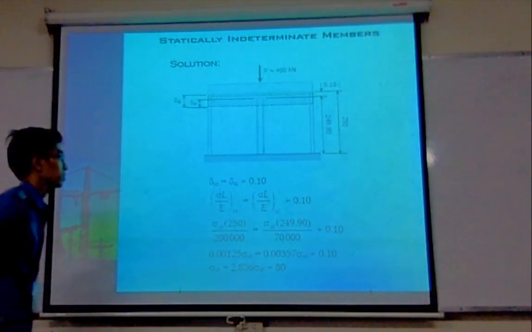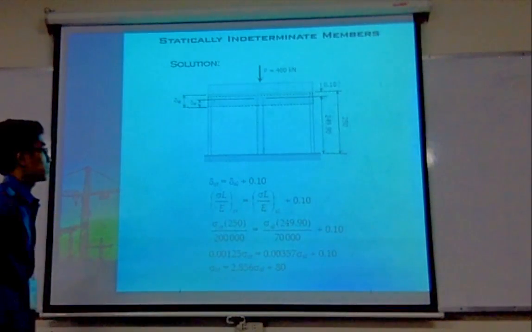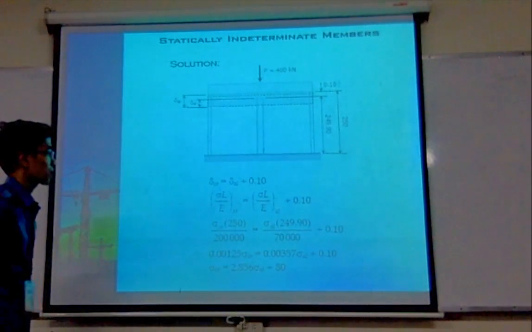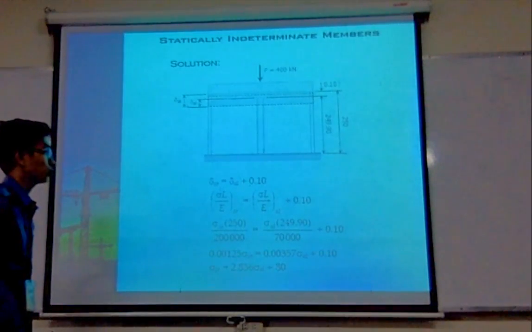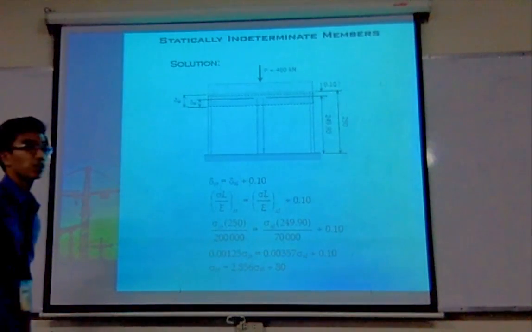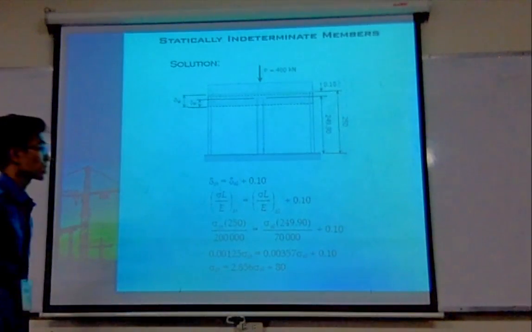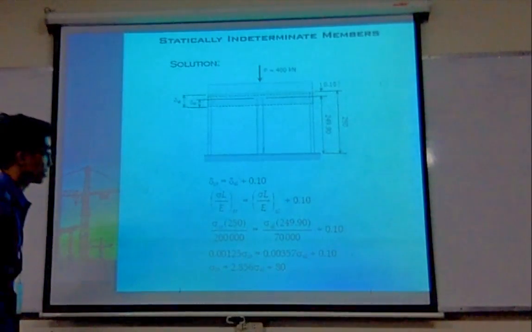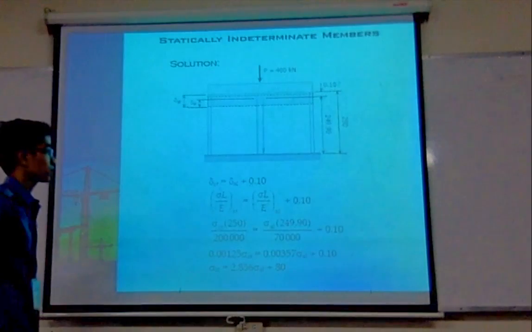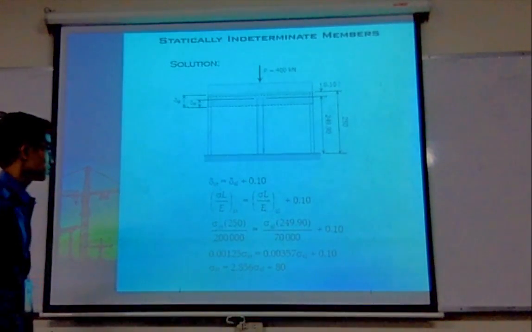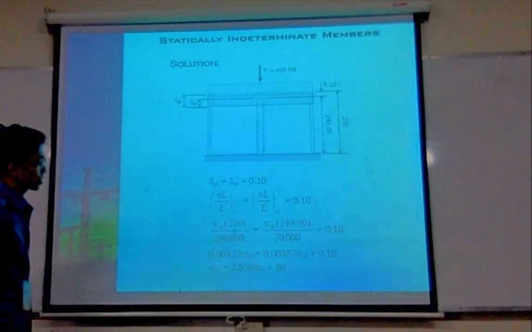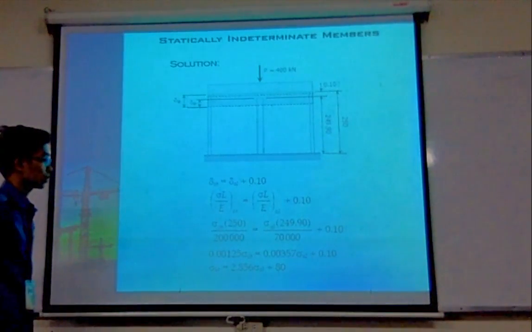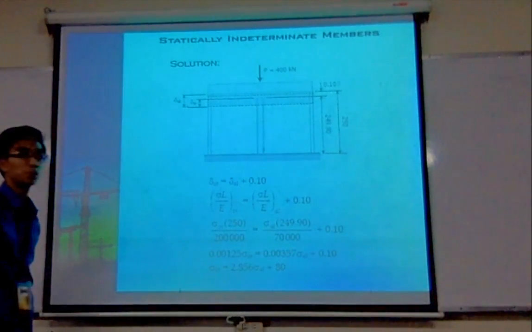Including the data, stress of the steel times 250 over 200,000 is equal to stress of the aluminum times the length 249.90 over 70,000 plus 0.10. Now simplifying that equation, we get stress of the steel is equal to 2.856 times the stress in the aluminum plus 3.